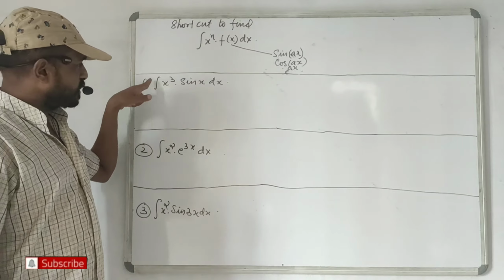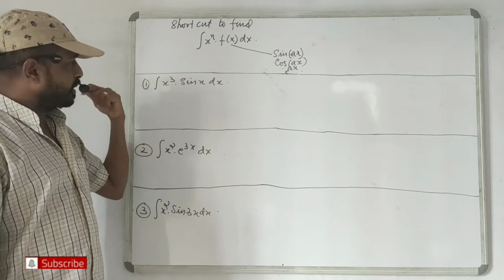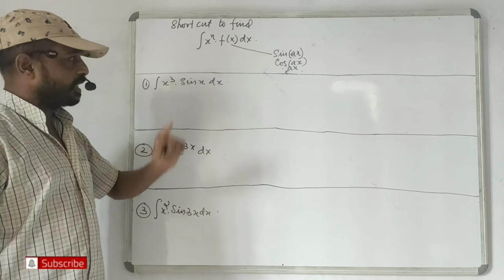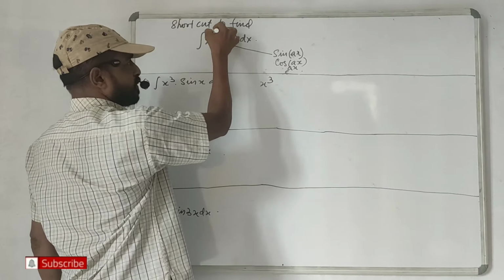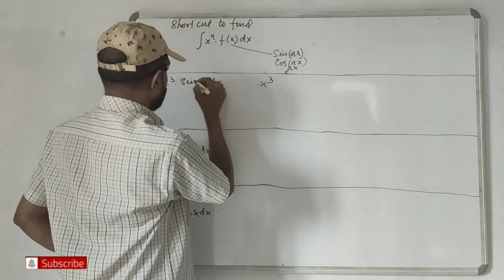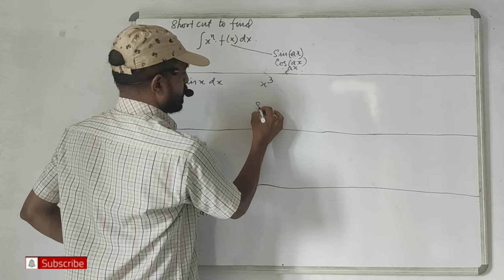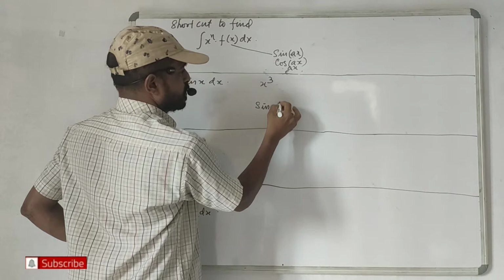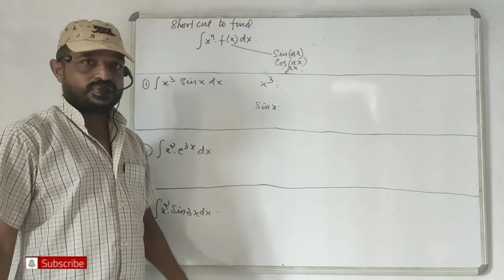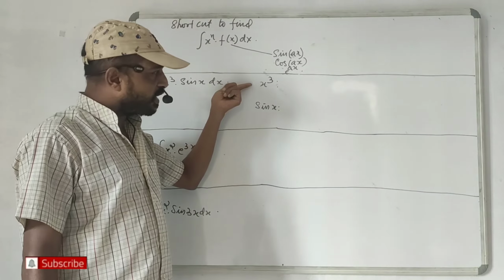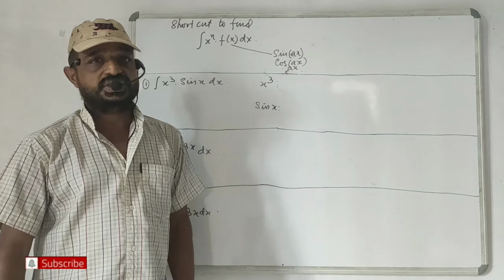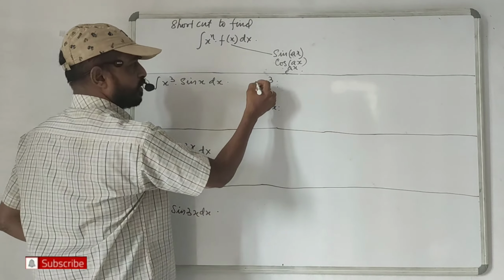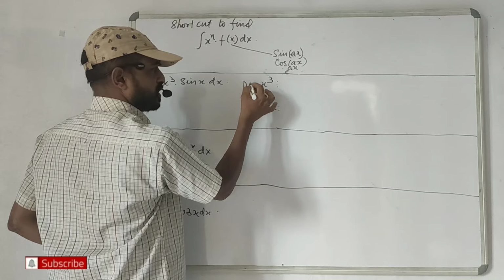First of all, let us go directly to a problem. Integral x cube sin x. The first function is x cube. Here x raised to n is taken as the first function and the second function is sin x. Next, you have to keep on differentiating the first function x cube till we get 0.